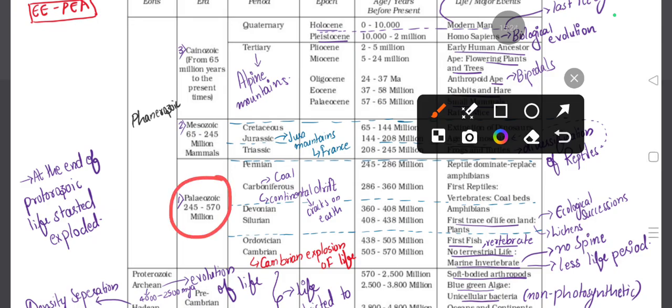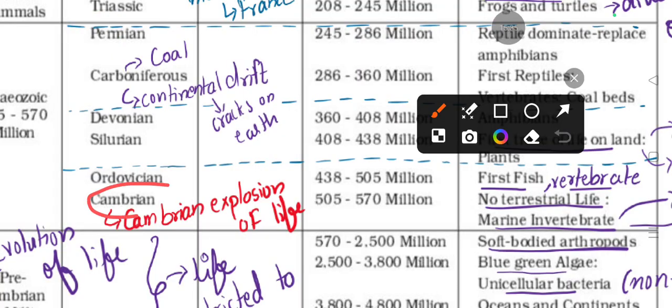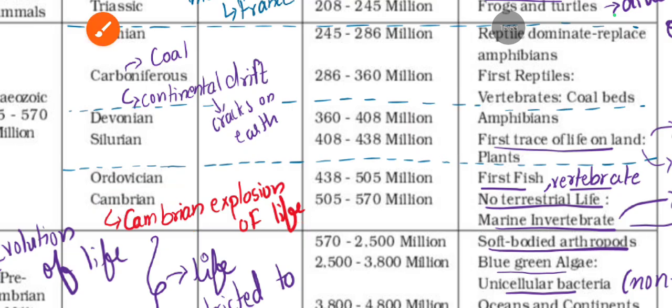The Paleozoic era is divided into different periods: Cambrian, Ordovician, Silurian, Devonian, Carboniferous and Permian. Cambrian is a period at which life exploded. It means life started originating in a larger quantity. Many living organisms were born during this period of time. That's the reason we call the Cambrian period the Cambrian explosion of life.